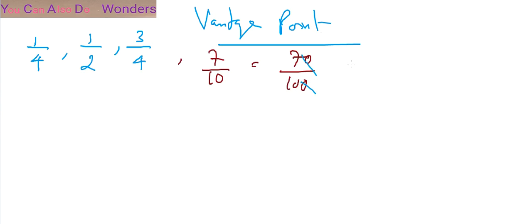Or suppose there are 20 questions and you answered 14 of them correctly. This also is equal to 7 by 10. This is what we call equivalent fractions. 7 by 10, 70 by 100, 14 by 20, they all represent the same fraction, which are called equivalent fractions.